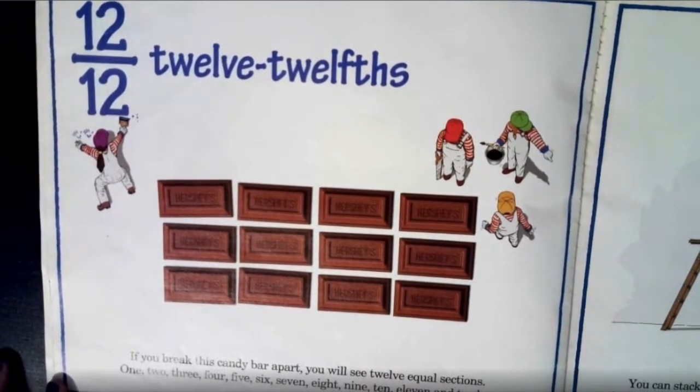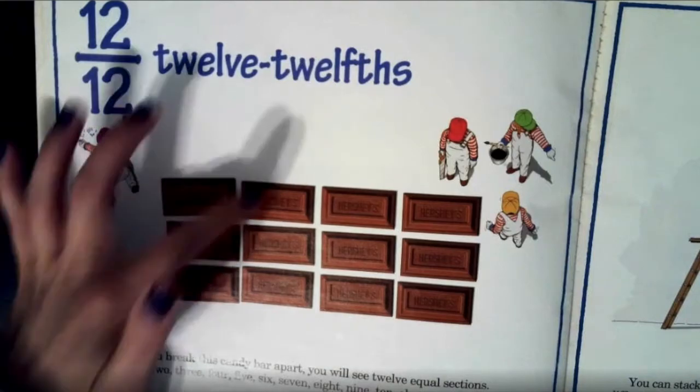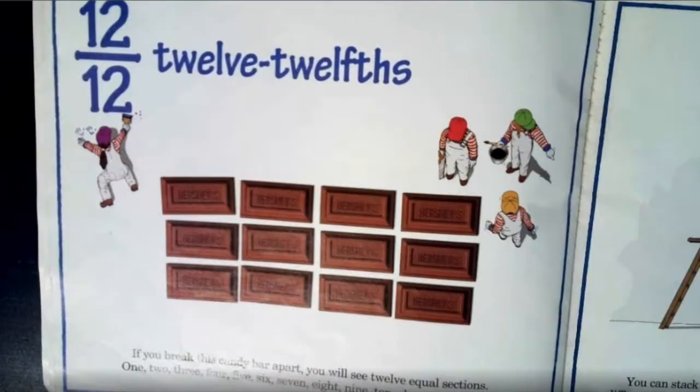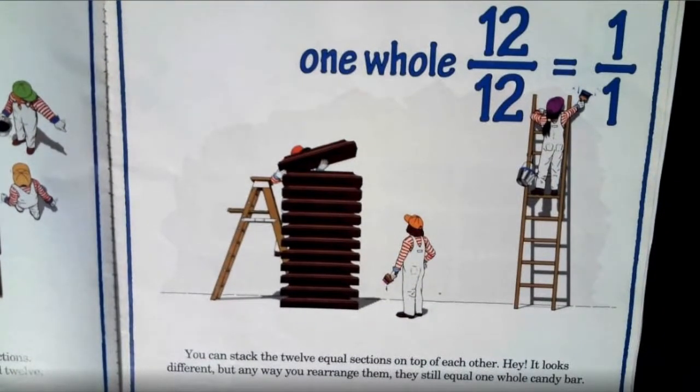We have 12 over 12, 12 twelfths. If you break this candy bar apart, you will see 12 equal sections. 1, 2, 3, 4, 5, 6, 7, 8, 9, 10, 11, and 12. 1 whole. 12 over 12 equals 1 over 1. You can stack the 12 equal sections on top of each other. Hey, it looks different, but any way you rearrange them, they will still equal 1 whole candy bar.